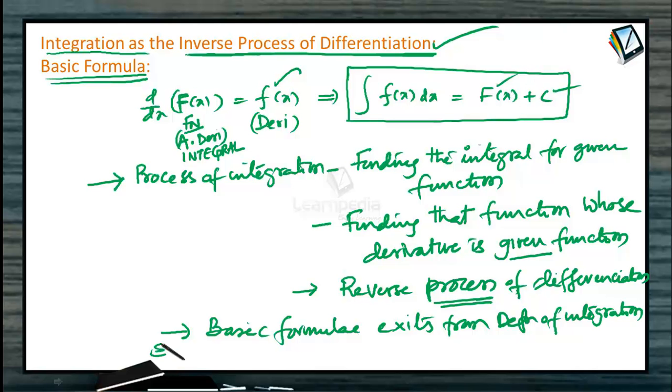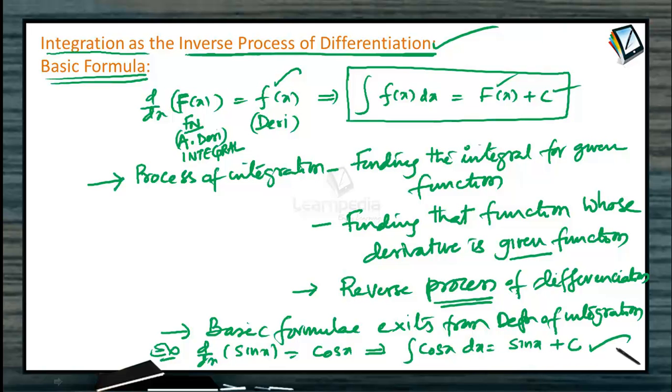For example, d by dx of the sine function, the derivative of sine, is cos of x. Hence we can simply say the integral of cos x with respect to x will be sine of x plus some constant. So unless the derivative exists, we cannot write its integral. Based on this process, let us find all the basic formulae.